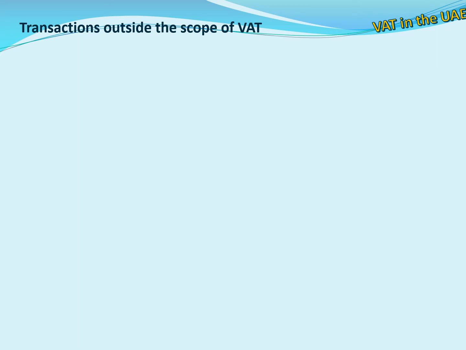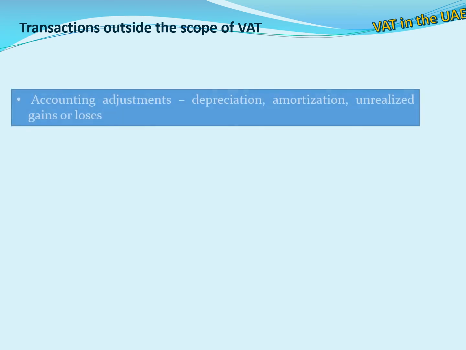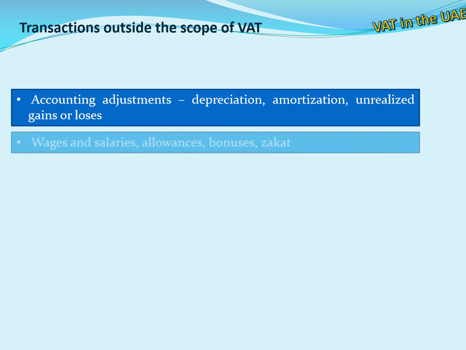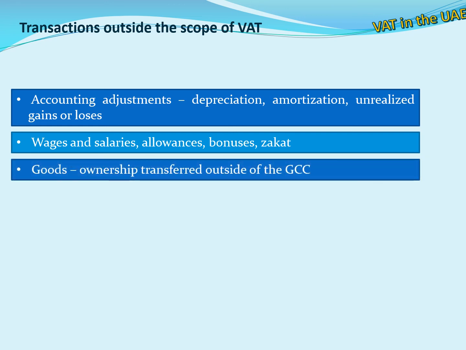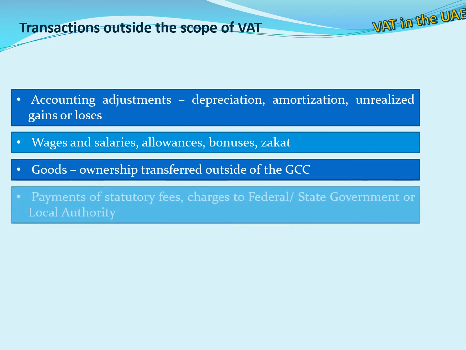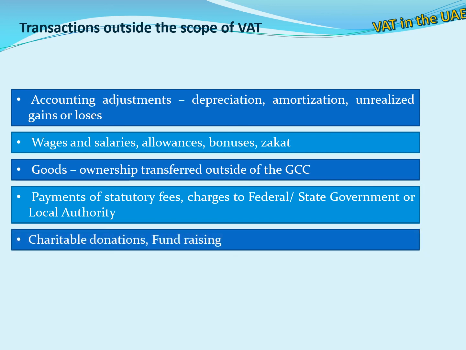The financial services industry. These include things as well such as real estate, accounting adjustments, depreciation, amortization, unrealized gains or losses, wages and salaries, allowances, bonuses, and zakat payments, goods where supplies are made to outside the GCC, payments of statutory fees, charges to the federal or state governments or local authorities, such as municipality fees, and charitable donations and fundraising. All of these are disregarded for VAT purposes and would not need to be reported on a VAT return.